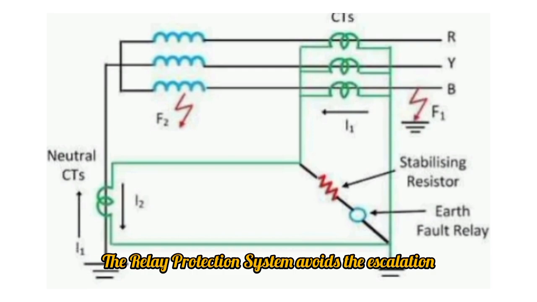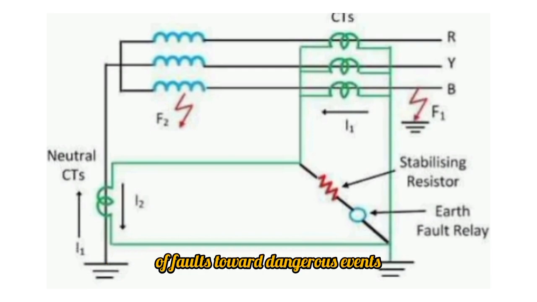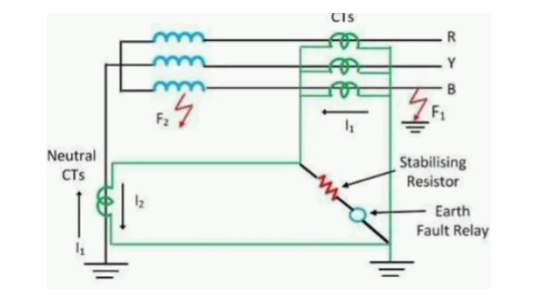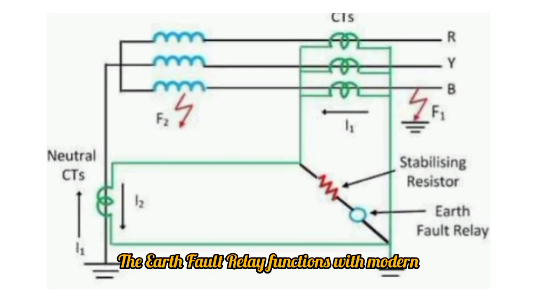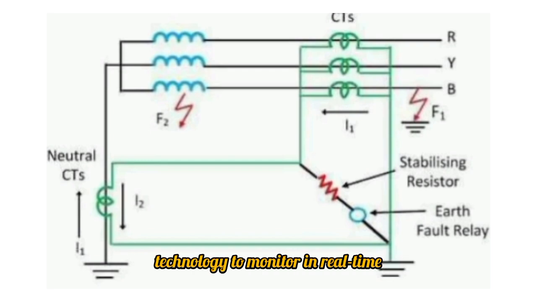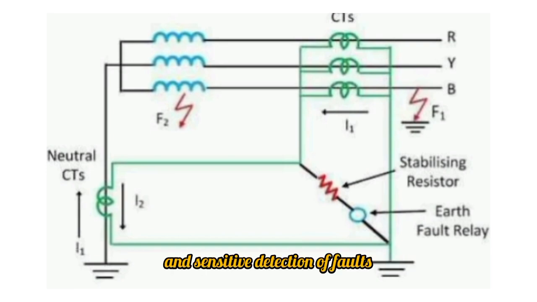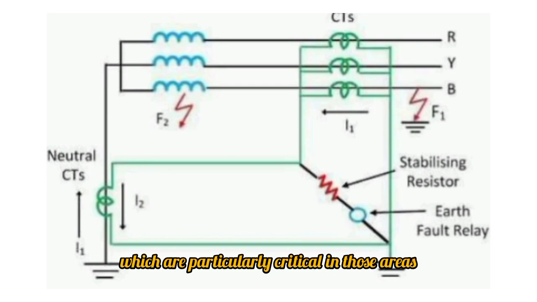The relay protection system avoids the escalation of faults toward dangerous events, including electrical fires, component failures, and power system blackouts. The earth fault relay functions with modern technology to monitor in real time while showing digital displays that help detect faults accurately. Transformers and alternators require the restricted earth fault relay for zone-based protection to ensure fast and sensitive detection of faults, which are particularly critical in those areas.